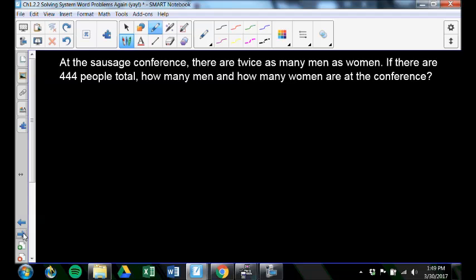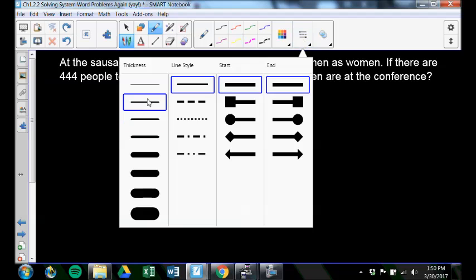Finally, and this is a problem that was, not this exact problem, but a scenario in here was asked to a lot of math teachers, and most of them got it wrong. At the sausage conference, there are twice as many men as women. If there are 444 people total, how many men and how many women are at the conference? So we're going to make X stand for number of men, and Y stand for number of women.